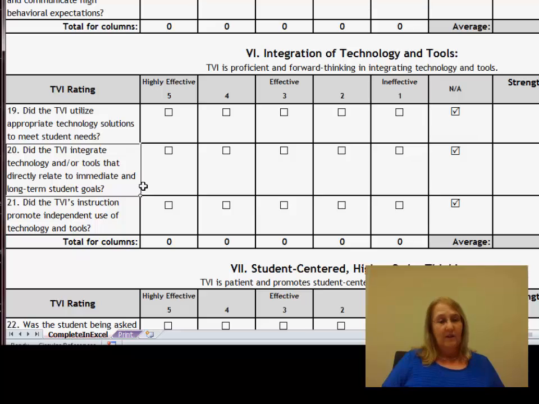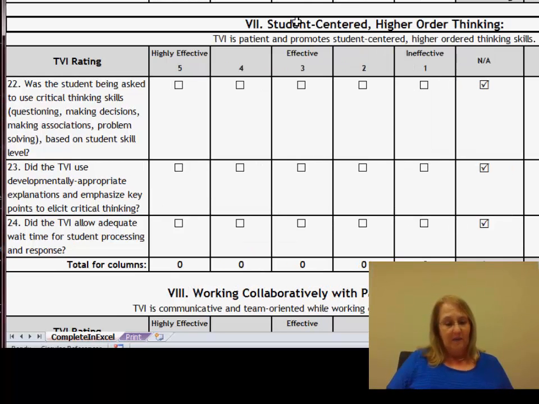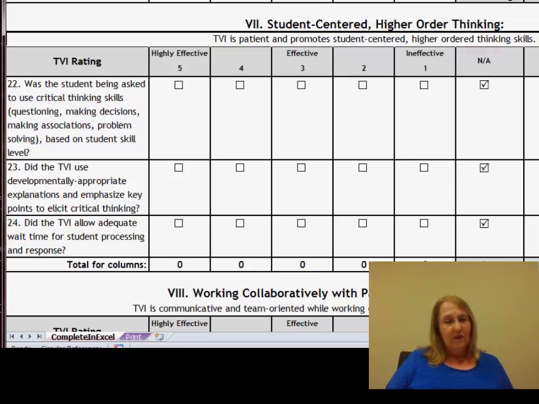Sometimes we don't keep in mind the long-term goals of the student, so you'd be looking for here, are we just doing something in isolation or is it really going to benefit a particular student over time if we focus on that. And then the seventh area is called student-centered higher order thinking. The TVI is patient and promotes student-centered higher ordered thinking skills. So this really has a range of what higher order is. And I think number 22 encompasses that.